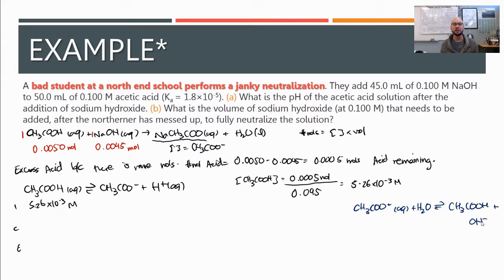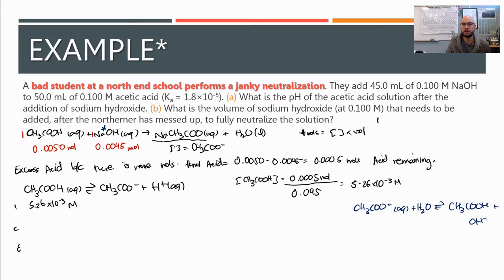Well, how much CH3COO minus are we? Well, we could normally just do a stoichiometry sort of question here and figure out based on the limiting reactant. But it's pretty obvious to see that all the sodium hydroxide is going to be used up. So the limiting reactant here is the sodium hydroxide. And because it's a 1-to-1 ratio, if there are 0.0045 moles of the sodium hydroxide, it's going to create 0.0045 moles of the acetate ion.